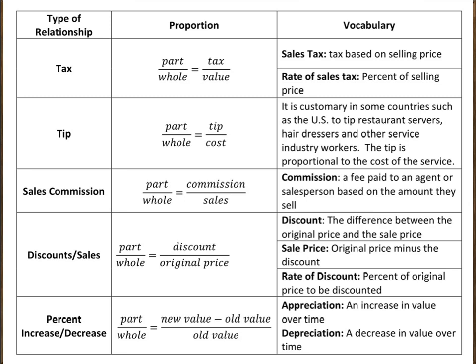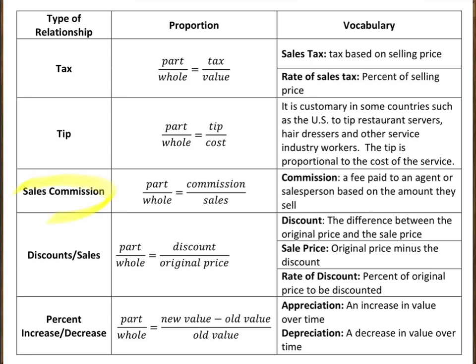What about tip? It is customary in some countries, such as the United States, to tip restaurant servers, hairdressers, and other service industry workers. The tip is proportional to the cost of the service. So the amount of tip that you pay divided by the cost of whatever service you're buying, or if it's a restaurant, the amount of money you're paying for your meal, is the part-to-whole relationship. So the amount of tip divided by the total cost.